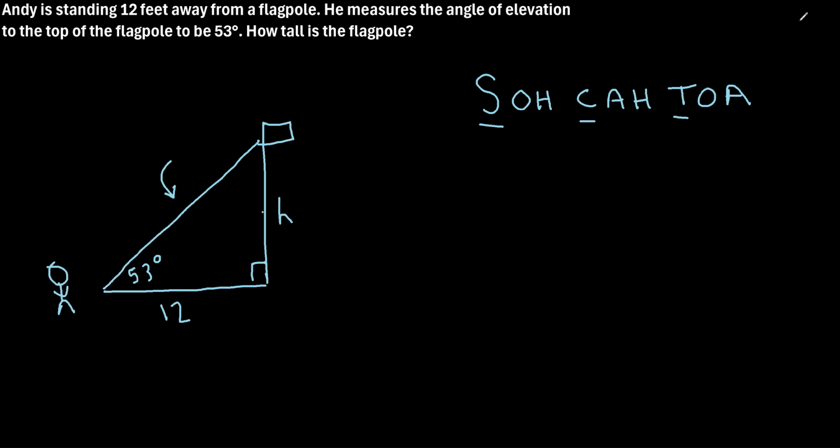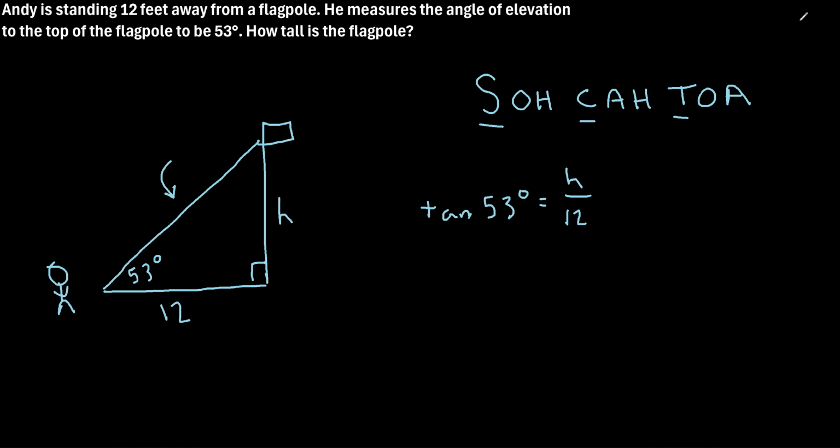So what we can do is we can say the tangent of 53 degrees, so let's write that. Tangent of 53 degrees must be equal to the opposite side. So the opposite side of 53 degrees is this H right here, over the adjacent side to the angle. So the adjacent side is 12. So this is what we can write. So now all we need to do is solve for H, the height of the flagpole. So how can we do that?